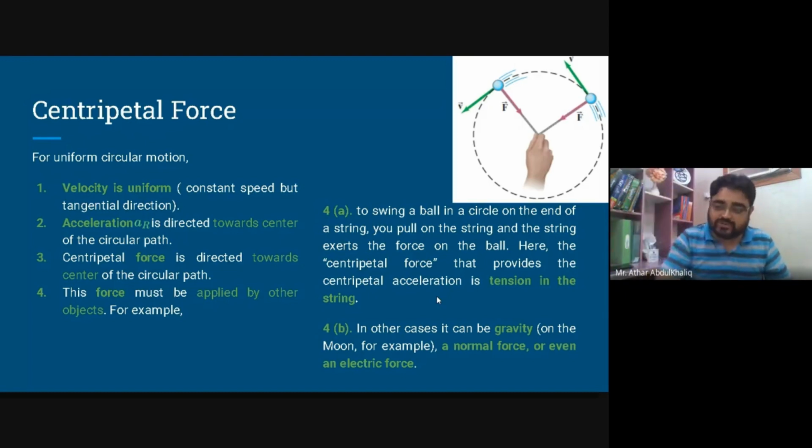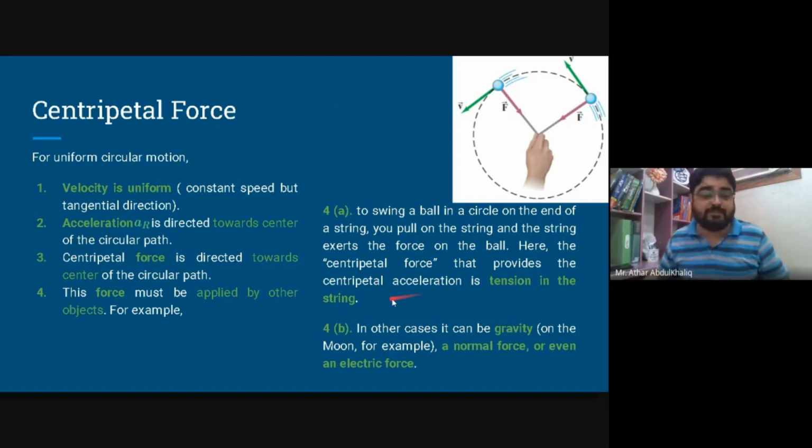When you send an artificial satellite around the earth for weather purposes, war purposes, or telecommunication purposes, so many countries send their own artificial satellites into space. These satellites keep revolving around the earth because of gravity.